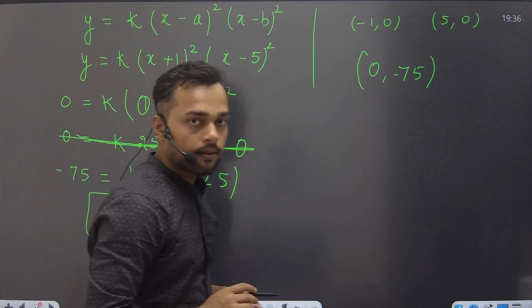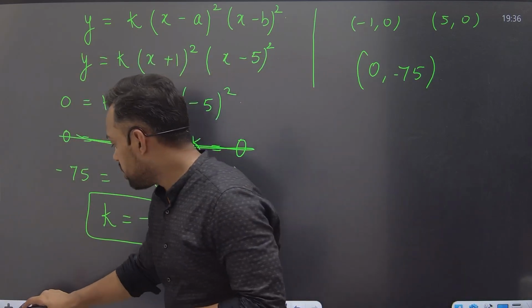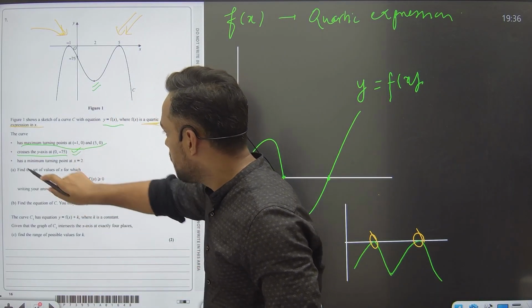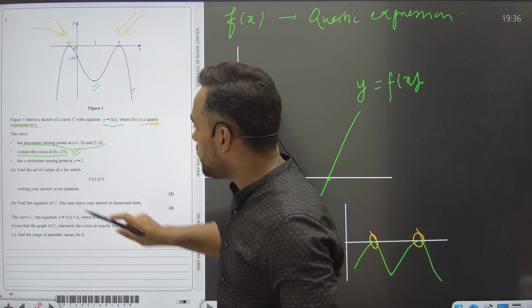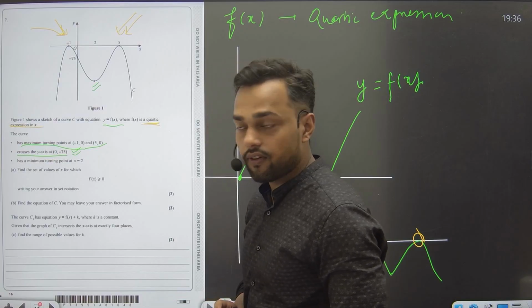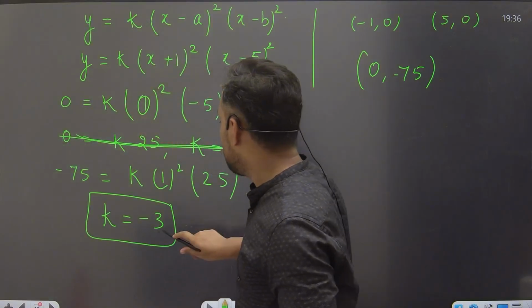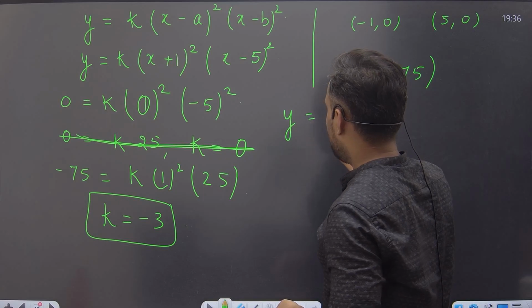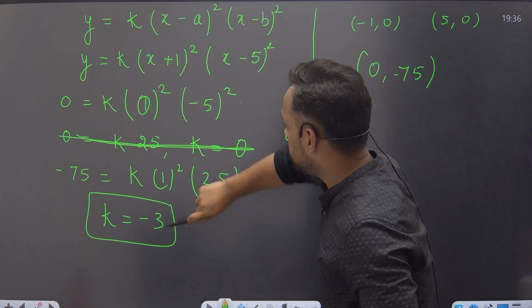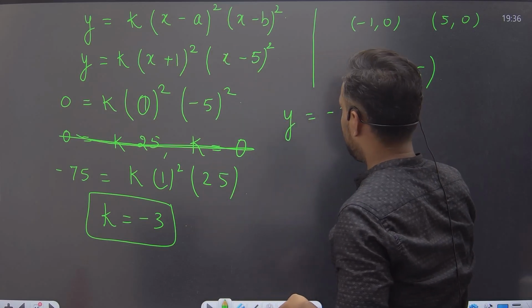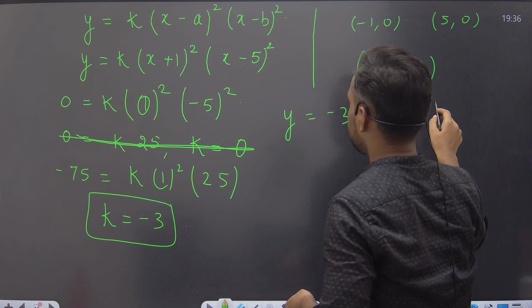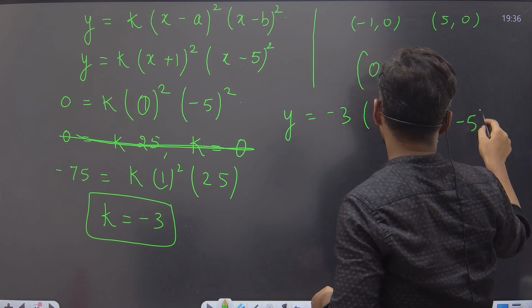From the second statement they have mentioned, the curve crosses the y-axis at (0, −75). From here you get the value of k. Now the original equation, if you plug in k equals negative 3, will be y equals negative 3 (x + 1) whole squared (x − 5) whole squared.